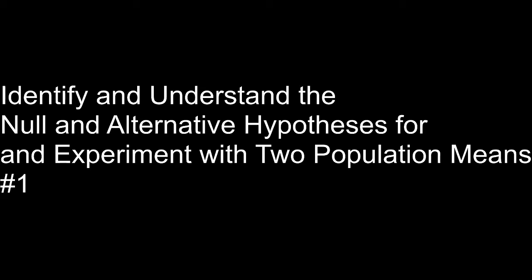This video is on the objective: identify and understand the null and alternative hypotheses for an experiment with two population means. Okay, so now we're getting into doing hypothesis testing about two population means and comparing them. Are they equal? Are they not equal? Is one bigger than the other? That kind of stuff. The setup is still kind of the same.